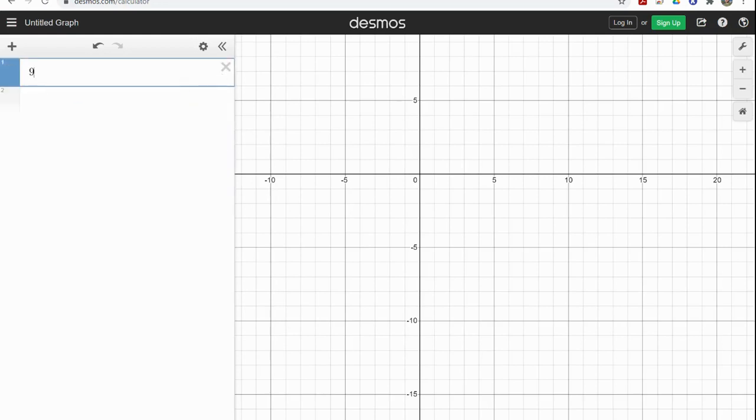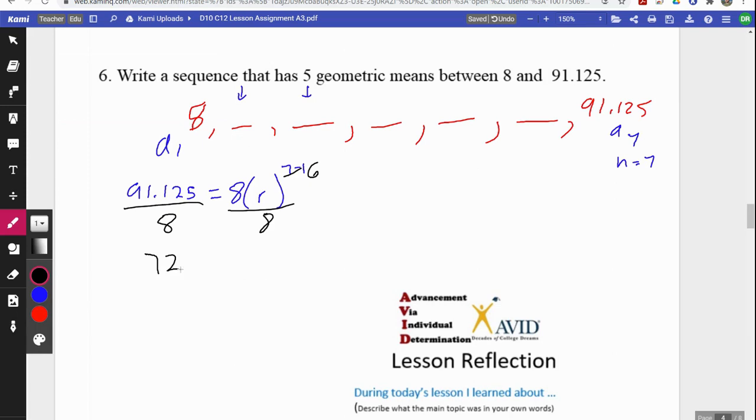So 91.125 divided by 8 is 11.390625. Or, I'm going to keep it as a fraction just for fun. I just hit that little fraction button there on the left. 729 over 64 equals r to the 6th. And then I could take the 6th root of both sides.